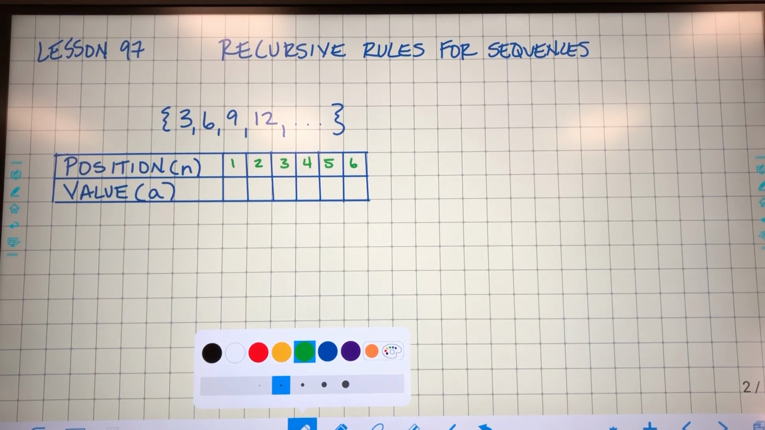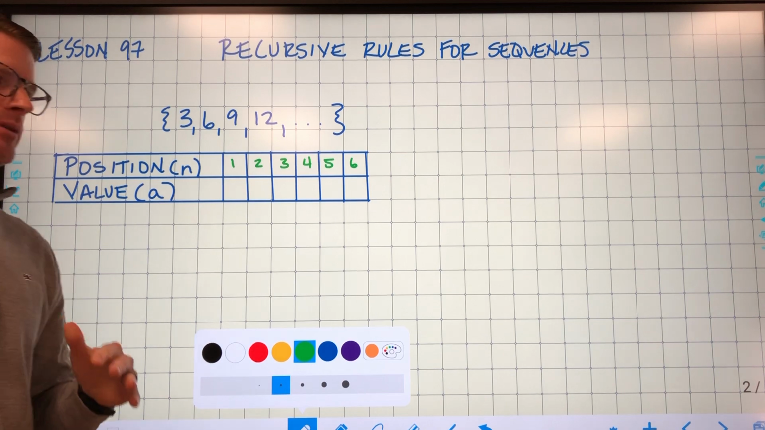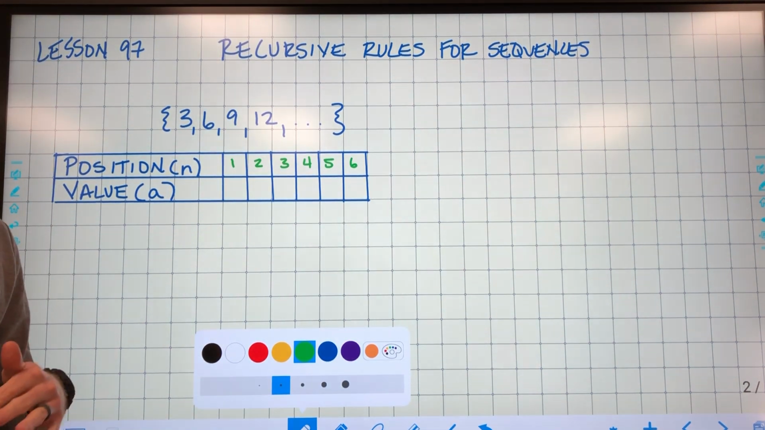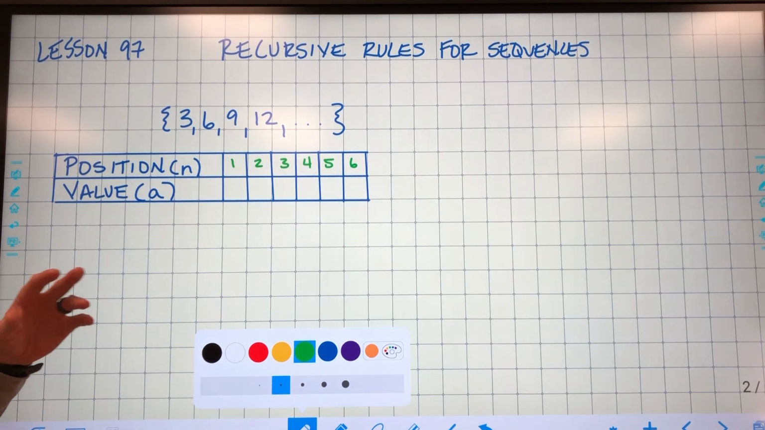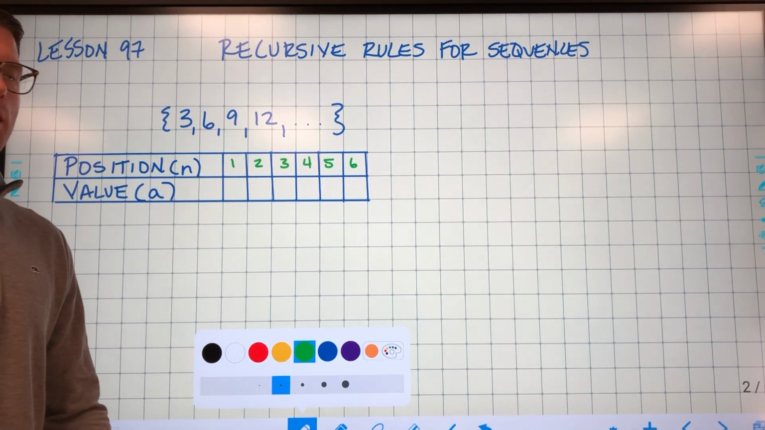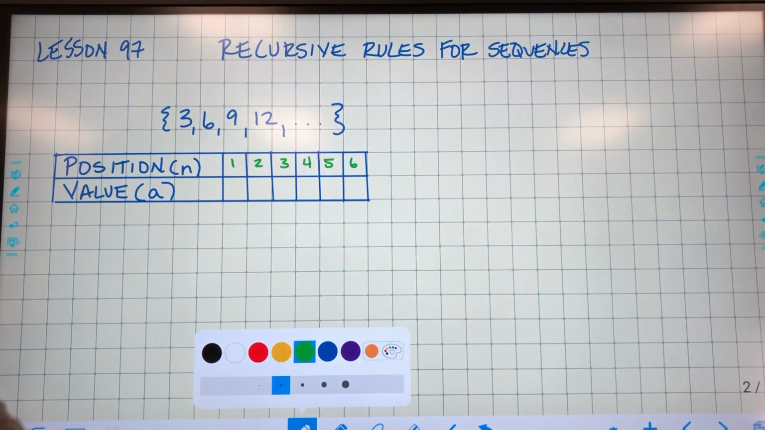All right, we are doing lesson 97 today. Title is Recursive Rules for Sequences. So this is going to take us back to our lesson that we've done previously on formulas for sequences. I actually think that this is a little bit easier, and there's just really one trick that we need to make sure that we know. If we know that, we should be good.